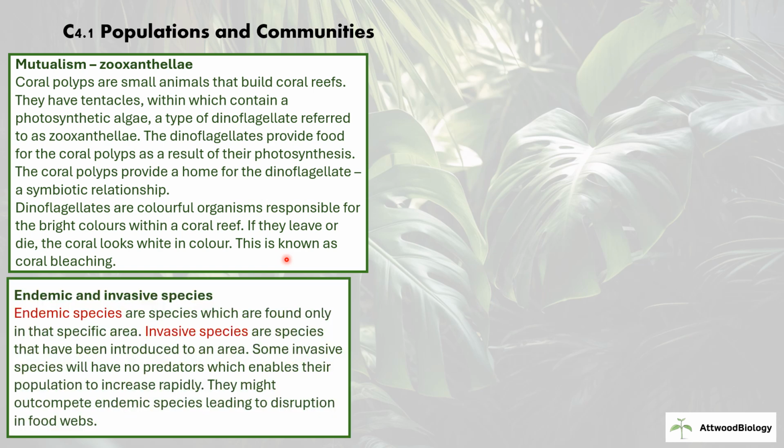Okay, we then move on to endemic and invasive species. So endemic species are species that are found only in that specific area. They're not found anywhere else. What sometimes happens is other species are introduced to an area in order to control endemic species. And if these invasive species don't have predators, they're able to outcompete the endemic species. It means that their population can increase rapidly. And that disrupts the food webs and the ecosystem within the area that they've been introduced into. And I think the IB would like you to know an example of an invasive species from your local area. One example is the cane toads in Australia, if you want to look that one up.